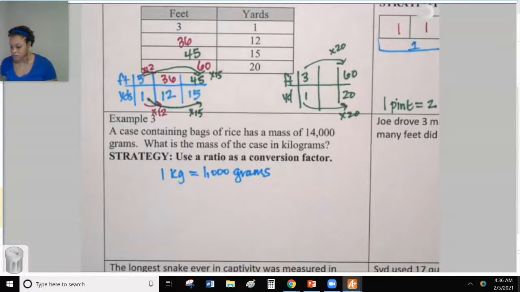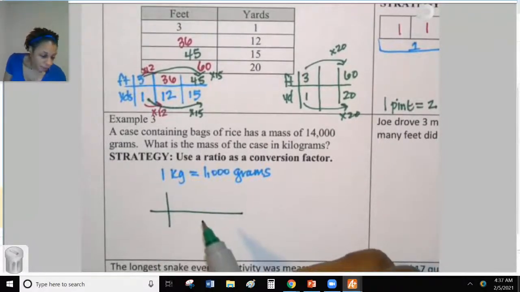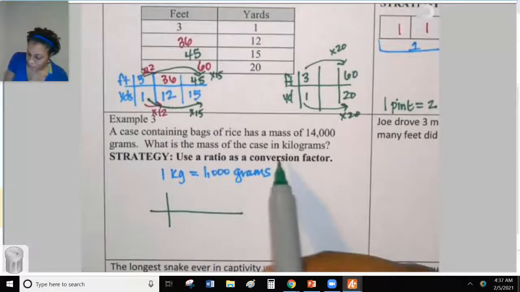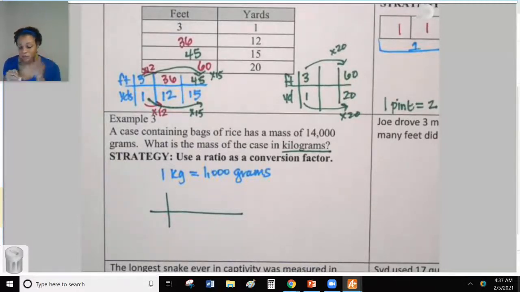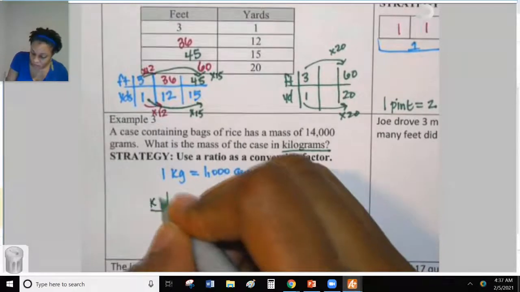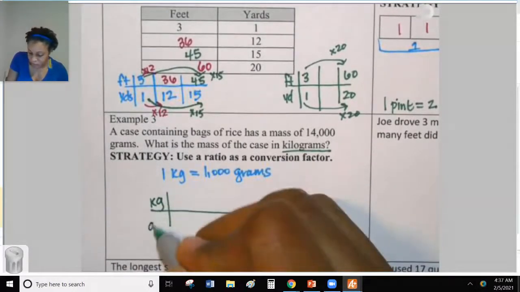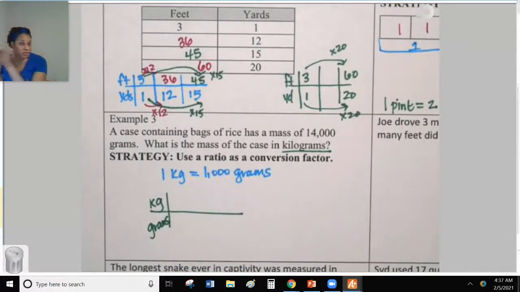And I'm going to set this up as an H chart. So I'm looking for my answer in kilograms. Typically what I do is what I'm looking for, I put it on top. So I want to go from grams to kilograms. So when I put my conversion factor in, I'm going to put kilograms on top because I want my answer in kilograms, and I'm going to put grams on the bottom. You can put whatever you want on top. Remember, just keep it consistent. I just like to put what I'm looking for on the top.